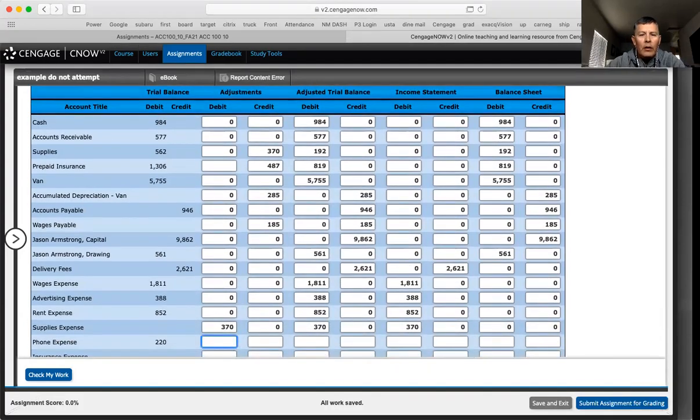Phone expense, nothing, no adjustments. Our balance is 220. Okay, and then we're taking that to the income statement, not the balance sheet.